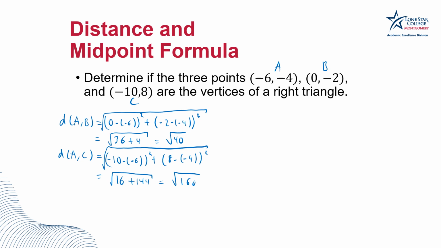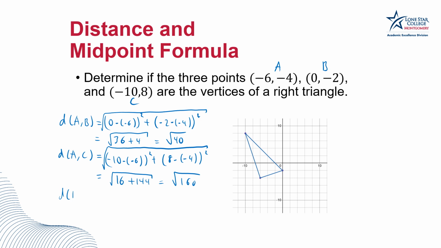And then finally, the last distance will be between points B and C. So x2 is negative 10 minus x1 is 0 squared plus 8 minus negative 2 squared, under square root. So negative 10 squared is 100. 8 plus 2 is 10 squared is another 100. So that means that when we add them together, we get square root of 200.